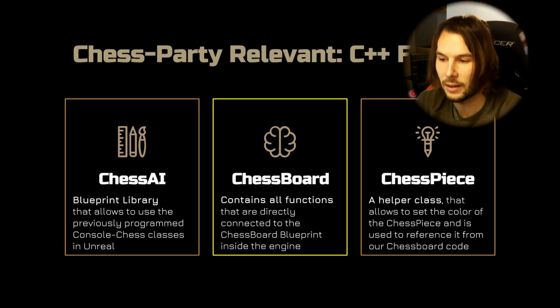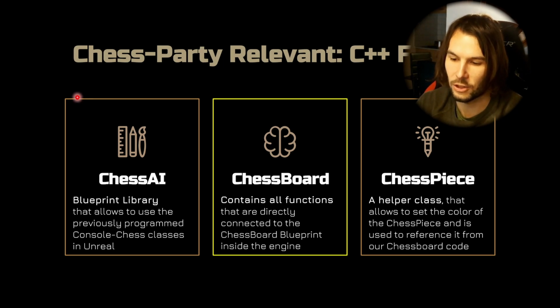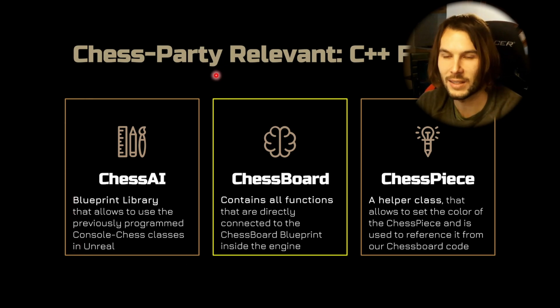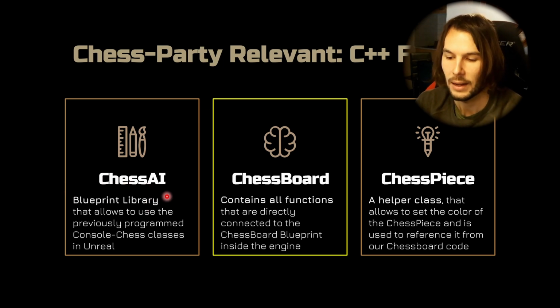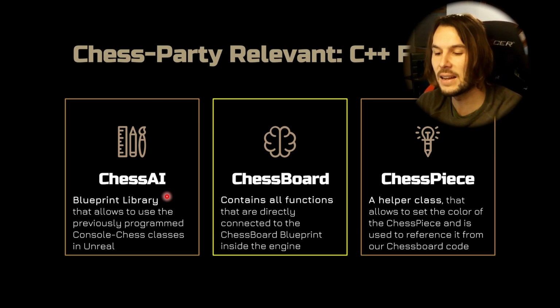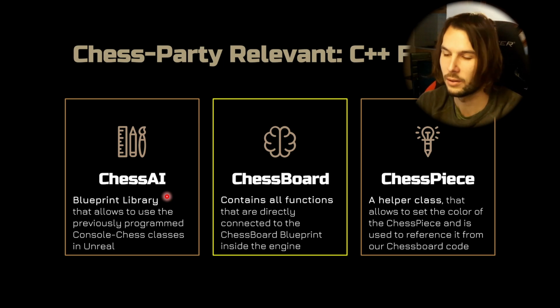Then we have the chess party relevant C++ files, which is the chess AI, which you already know. But instead of the chess AI handler, which we had before, it's now a blueprint library. And this blueprint library allows us to use those functions inside blueprints by simply connecting them with the arrow you've seen earlier, so the white line. And then we can use all of those values from there very, very easily.